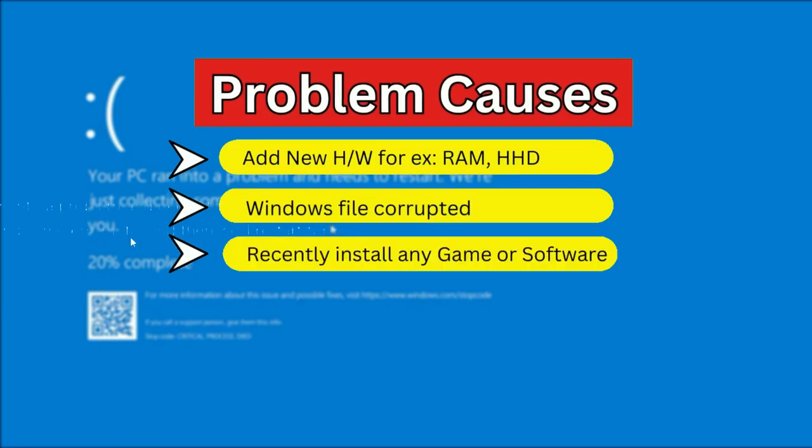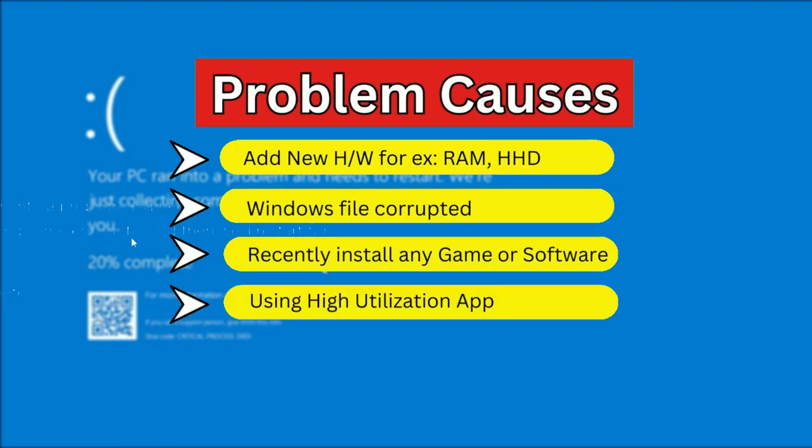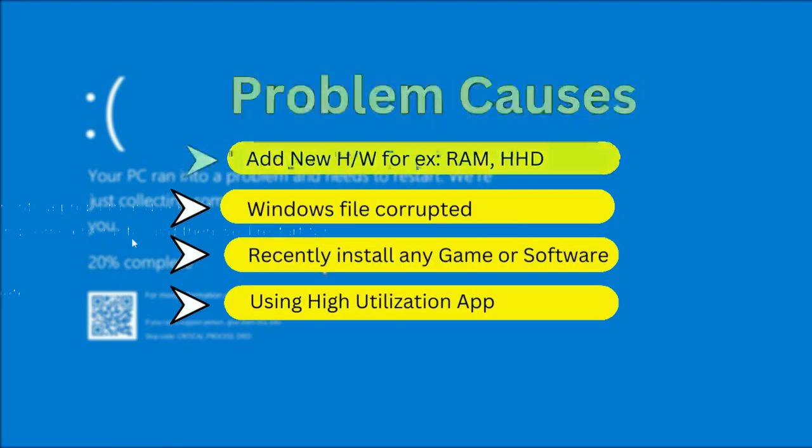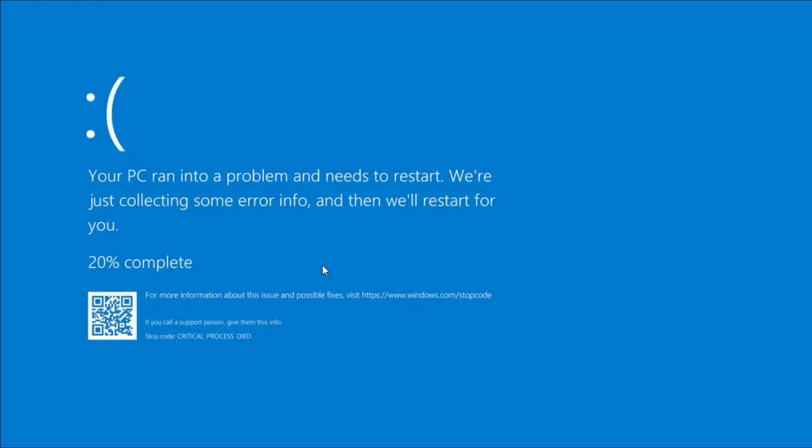The third reason is recently installed software or games. If you installed a new game or software and started getting blue screen errors after that, the software could be causing the problem. And the fourth reason is high CPU or memory utilization that causes the blue screen error. So without wasting time, let's go through the possible causes and fix them one by one.